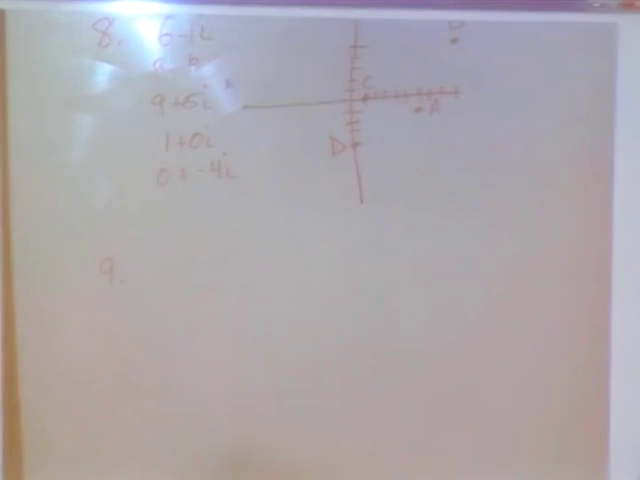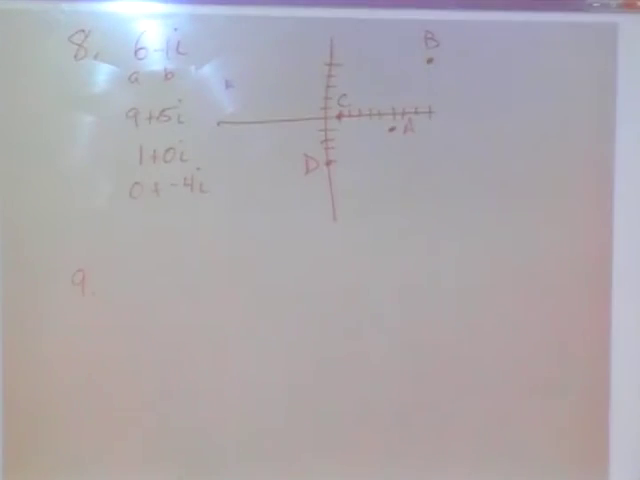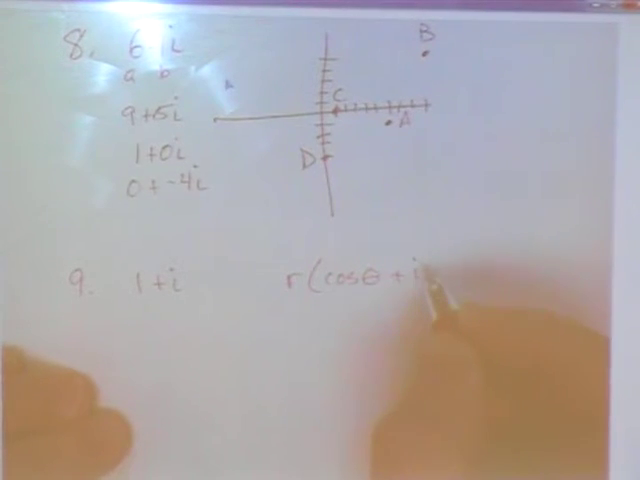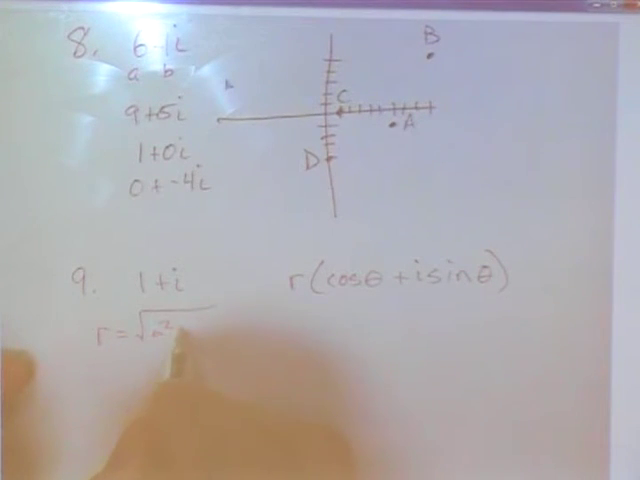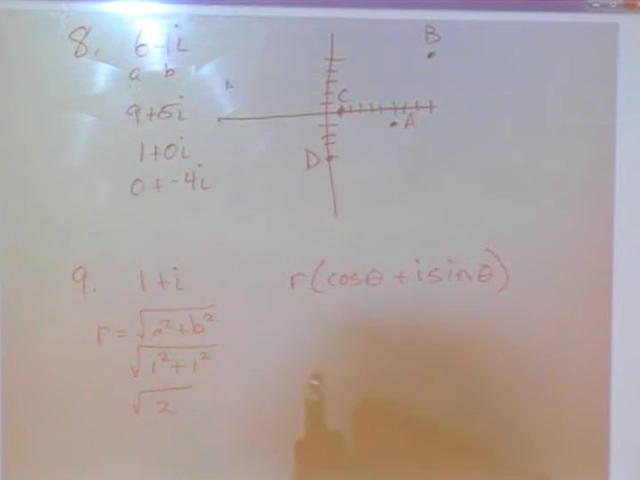Okay, 9. One plus i, we have to convert this to polar form. Polar form is r times the cosine of theta plus i times the sine of theta. Okay, so we got to find r. R is the square root of a squared plus b squared. 1 squared plus 1 squared. B is the coefficient on i. Most of you put i in there. B is the coefficient. That's where you made a mistake. So r is just the square root of 2. The issue now is finding theta.